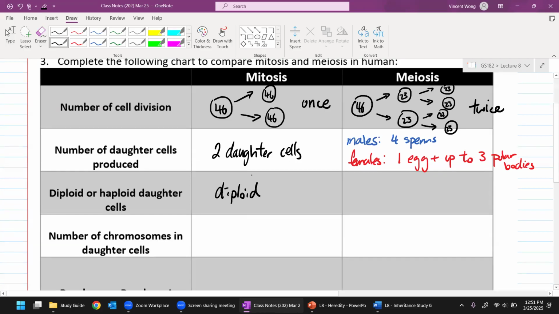Okay, maybe I'll say this one more time. All the cells in the body are diploid, except for sperm and egg. Germ cells are also diploid, right? But after they divide, then it becomes haploid. The only thing in your body that is haploid, that contains 23 chromosomes instead of 46, are the sperm or egg. Okay, what about meiosis? Diploid or haploid? Haploid.